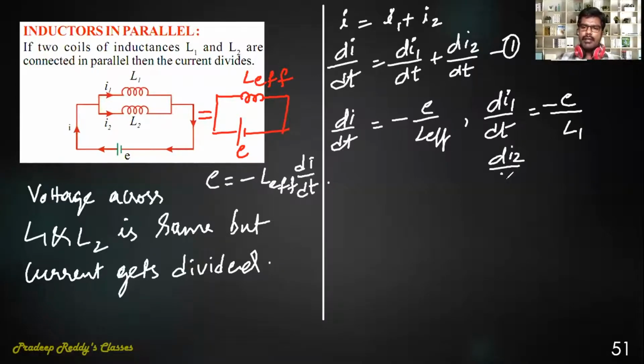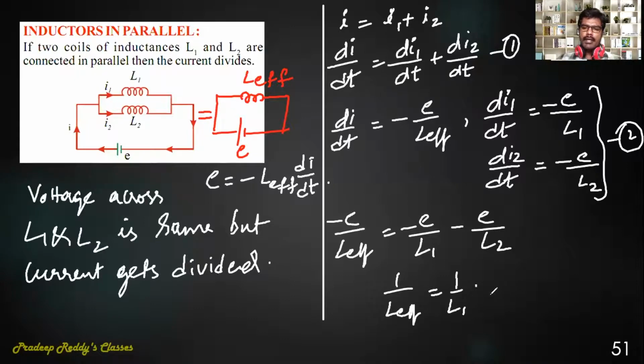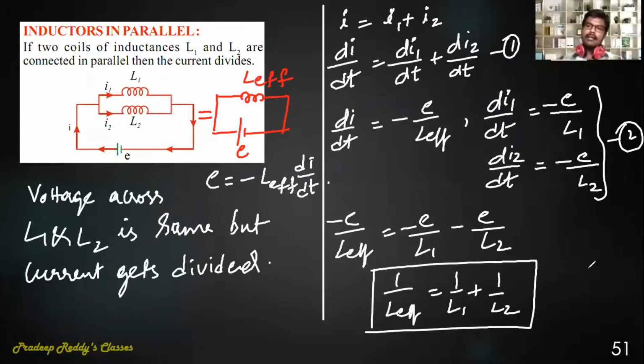Likewise, di2 by dt is equal to minus E divided by L2. Now this total you can consider as equation 2. Take this equation 2 and substitute in equation 1. It is minus E divided by L effective is equal to minus E by L1 minus E divided by L2. So 1 by L effective will be equal to 1 by L1 plus 1 by L2. This is how, when inductors are connected in parallel, their reciprocals are to be added in order to find out the net inductance of the circuit.